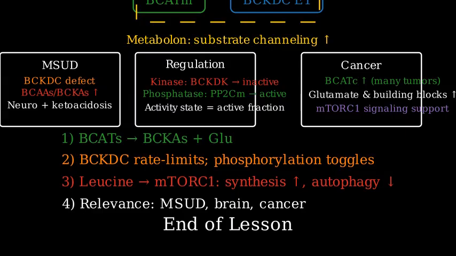Thanks for learning with us. This visual map helps you see how branched-chain amino acid metabolism integrates transport, enzymology, regulation, and disease.